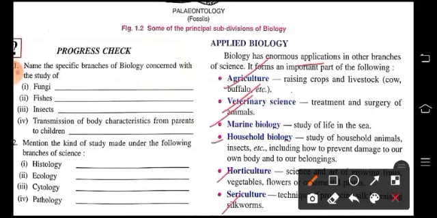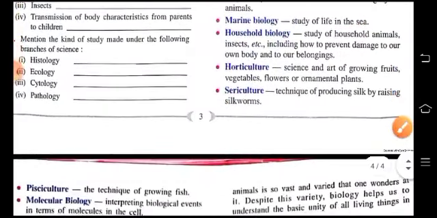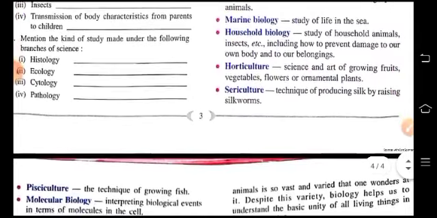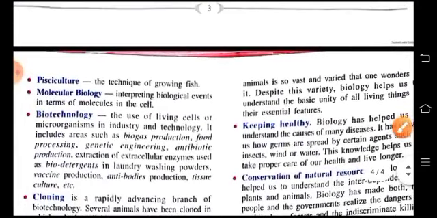So agriculture is raising crops and livestock. Veterinary science means treatment and surgery of animals. Marine biology is the study of life in the sea. Household biology is the study of household animals, insects. Horticulture is the science and art of growing fruits, vegetables, flowers, or ornamental plants. Sericulture is the technique of producing silk by raising silkworms.